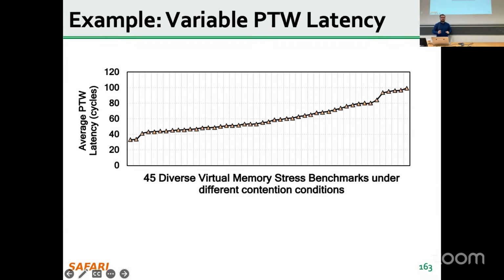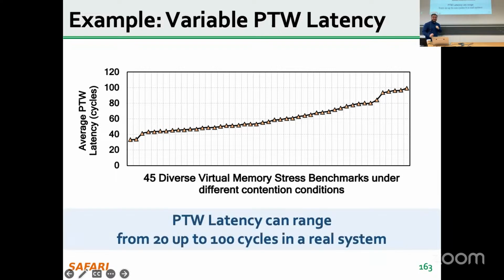An example that contradicts this choice: on the y-axis, we show the average page table walk latency across 45 diverse stress benchmarks, and these come from a real system. We show that the page table walk latency can range from 20 cycles in a real system up to 100 cycles. So how can you determine, using a static model, what the page table walk latency should be?